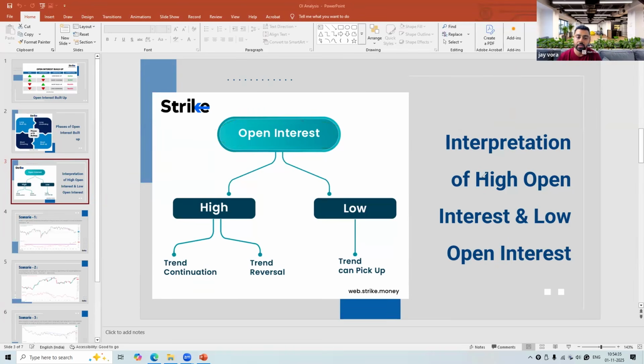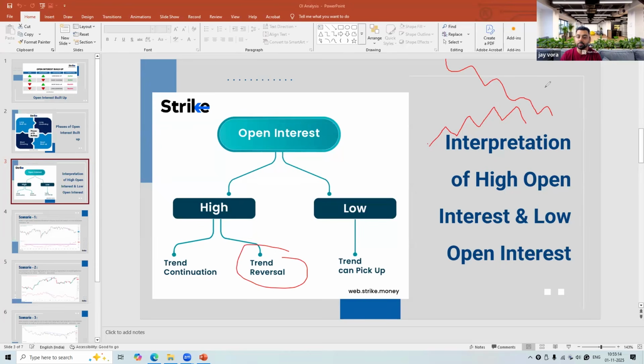Now there will be another scenario where the prices are going down and open interest is rising. So every time there is a fall, open interest is rising. When there is a pullback, open interest is reducing. Again rising, reducing, rising, reducing, and that way you will have open interest rising higher. Okay, and this open interest is rising higher due to the shorts that are built up. Now these shorts will eventually get squeezed, and this will lead to a trend reversal.